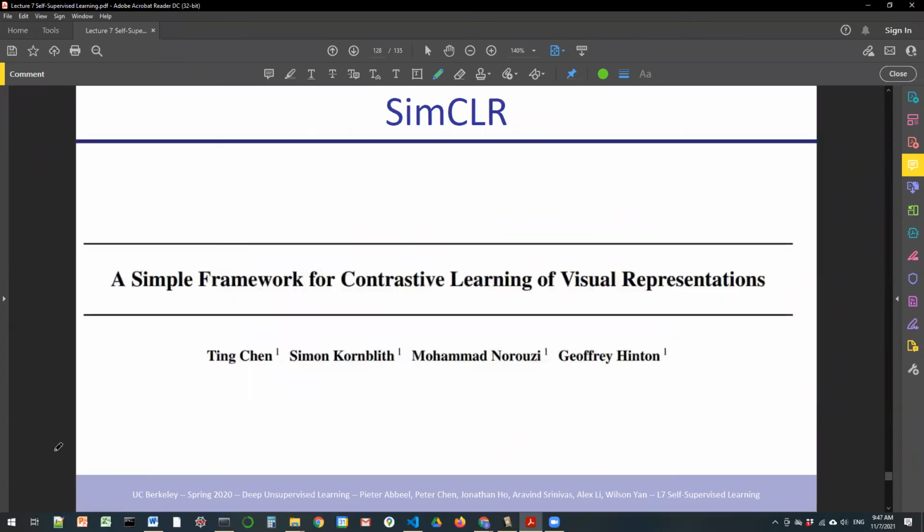So then we discussed the simple framework for contrastive learning of visual representations, and this is the second paper that is key. There have been other papers subsequently to both these which have pushed the state of the art, but because these are foundational, at least in the class, we discuss these two in much more detail.